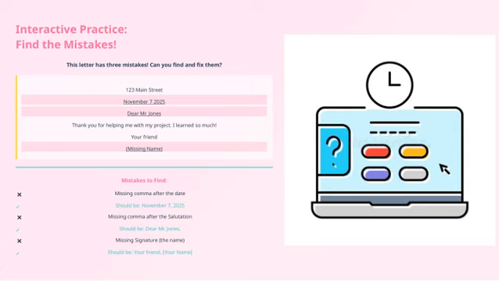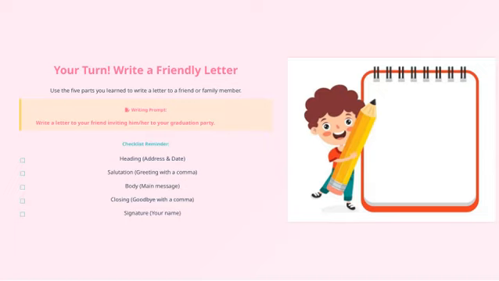Highlighting these mistakes helps us understand key letter writing rules, like punctuation and proper formatting, so our letters come across as professional and clear. This activity connects directly to our overall theme of effective communication, emphasizing attention to detail in writing. Now it's your turn.